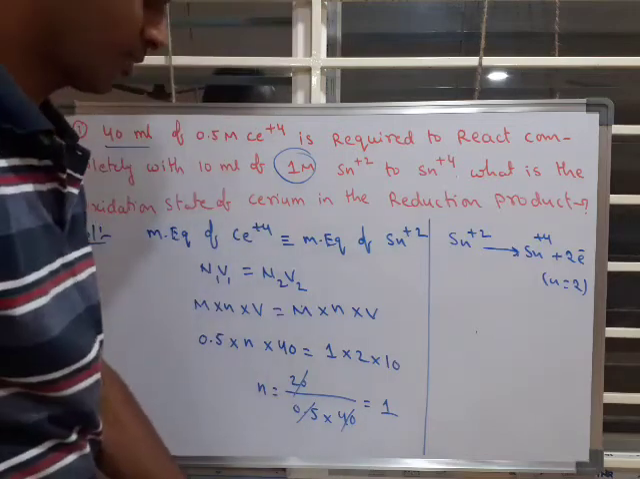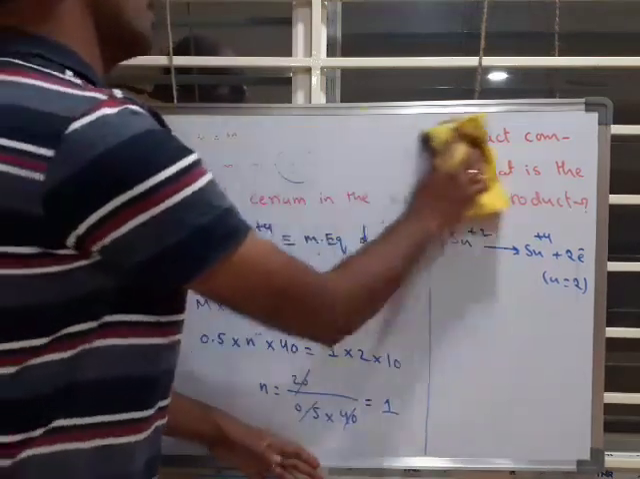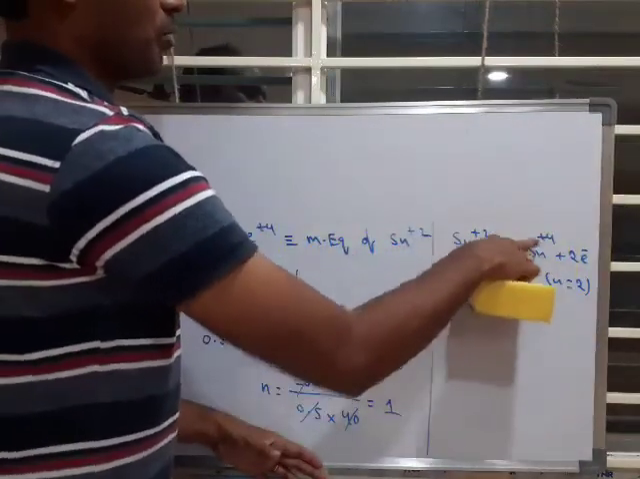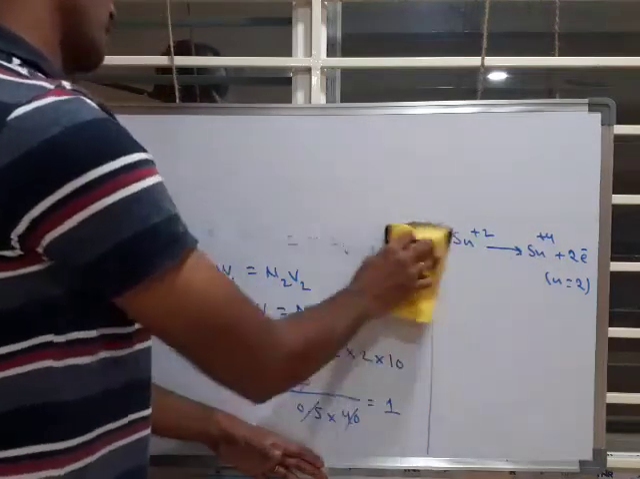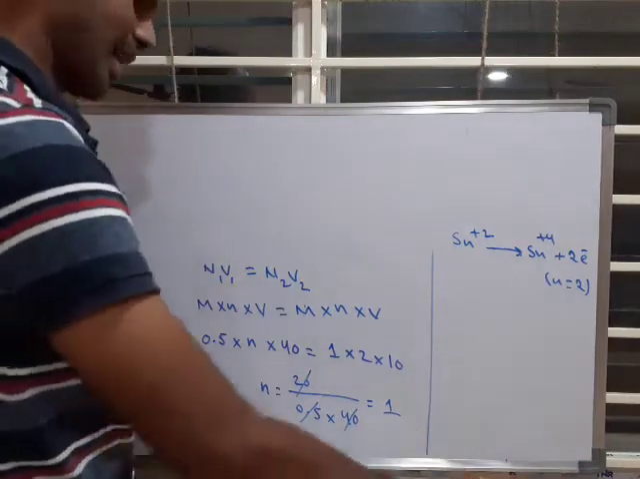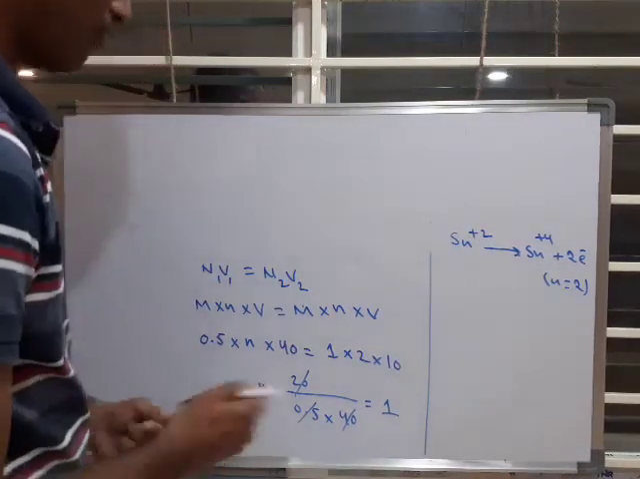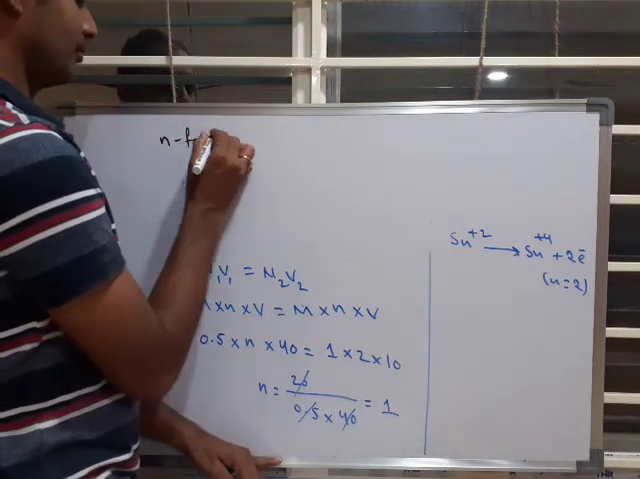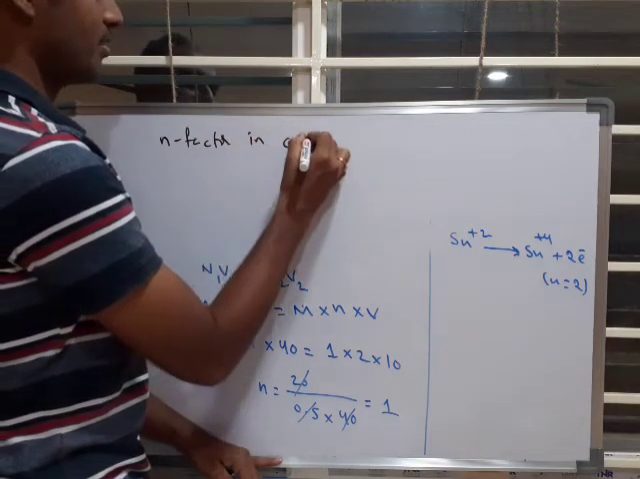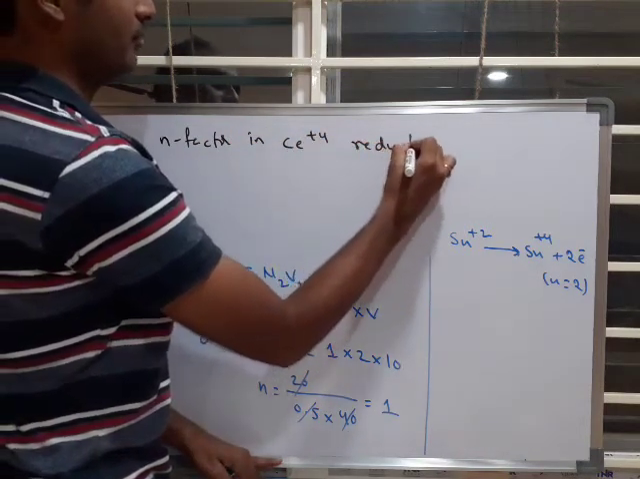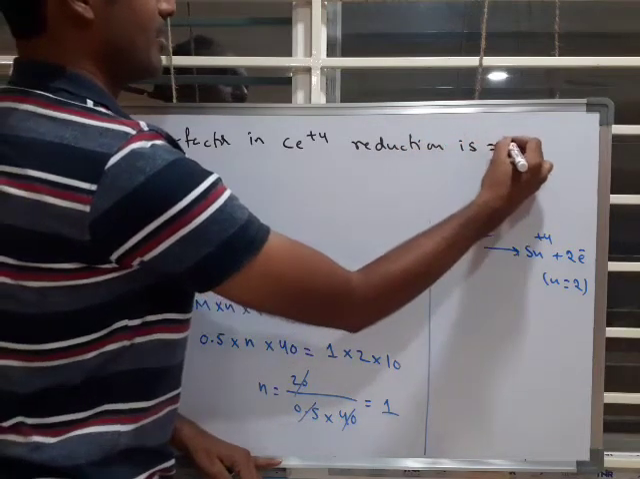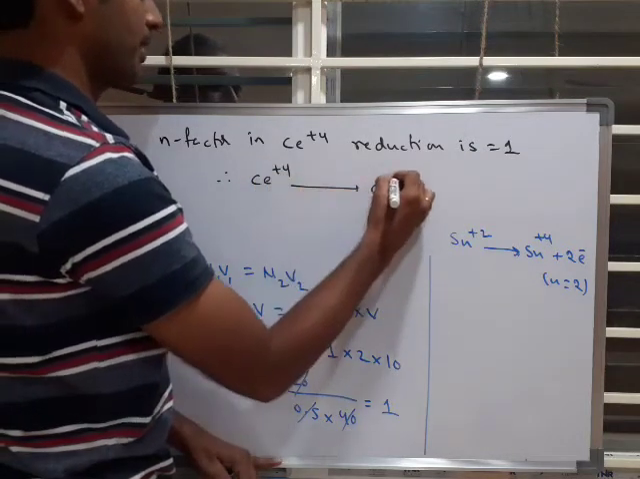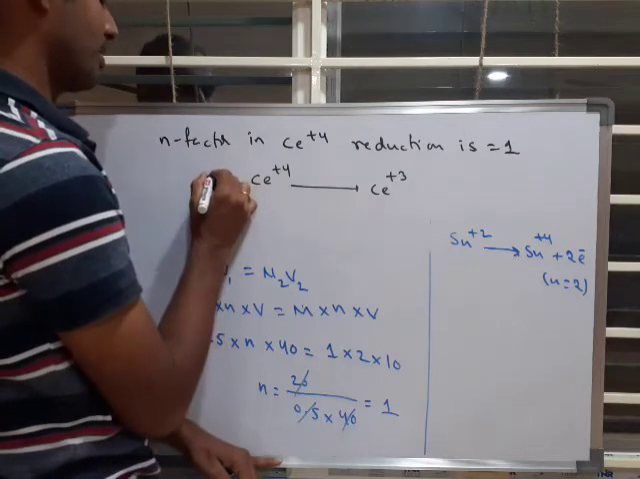So n factor is nothing but the change in the oxidation number. For tin the change is +2 to +4, 4 minus 2, so n factor 2. Here the n factor for Ce+4 reduction is calculated as 1. So we can write cerium+4 becomes cerium+3 by taking one electron.